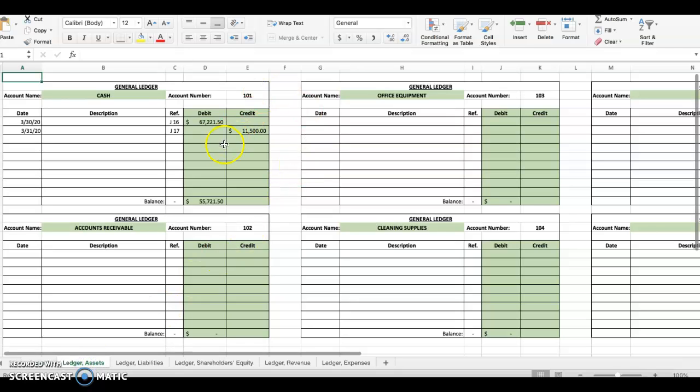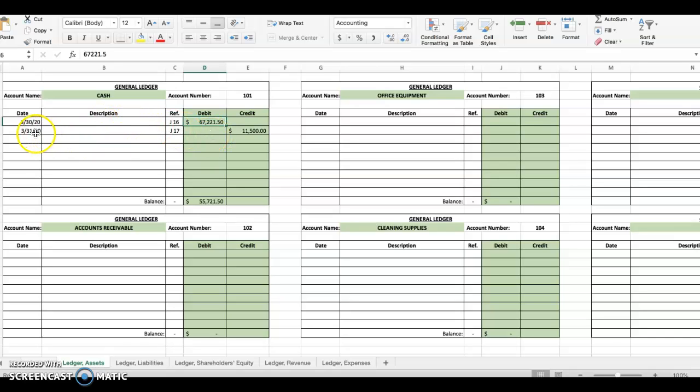So if we go to cash, we see on March 31st a credit of $11,500. So the cash account goes down a little bit. One other point with this, the original balance of $67,221.50 would have included a lot of debits and credits from a lot of different transactions, including the payroll entries from both January and February. I didn't show them all here, but they would all be contained and ended up in this account with this debit balance that you see there.